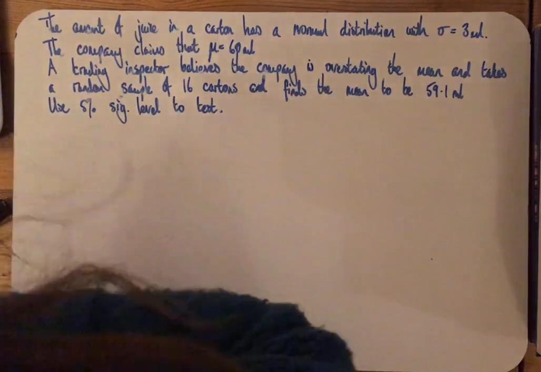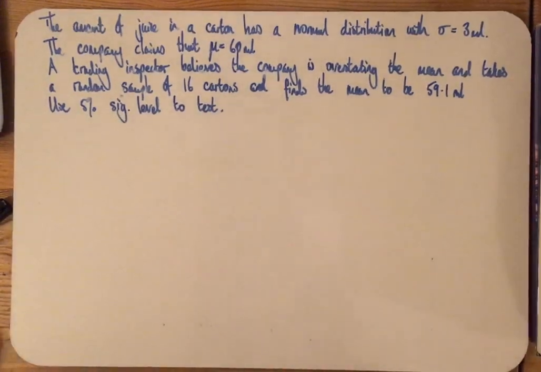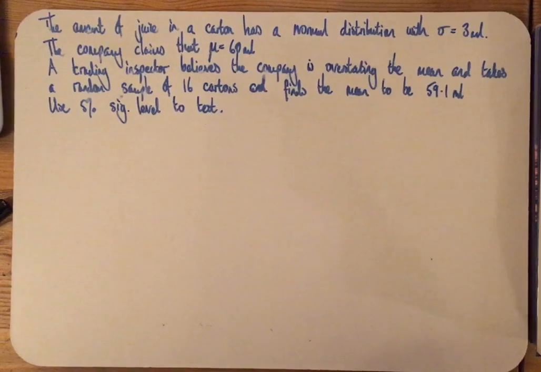Okay, second example. The amount of juice in a carton, this is the one from your textbook actually, it's on page 56 if you want slightly better wording, has a normal distribution, standard deviation 3 millilitres. The company claims that the mean, population mean, is 60 millilitres. A trading inspector has had a complaint and believes the company is overestimating the mean and takes a random sample of 16 cartons and finds the mean to be 59.1.